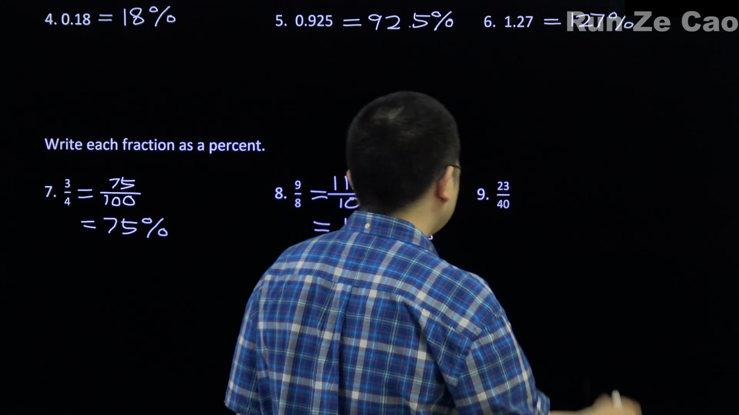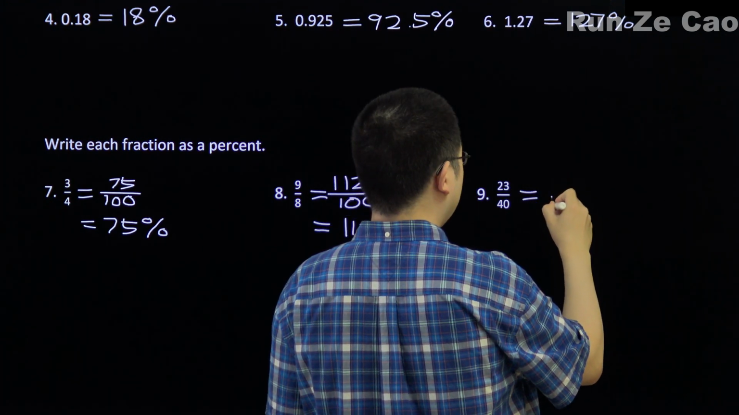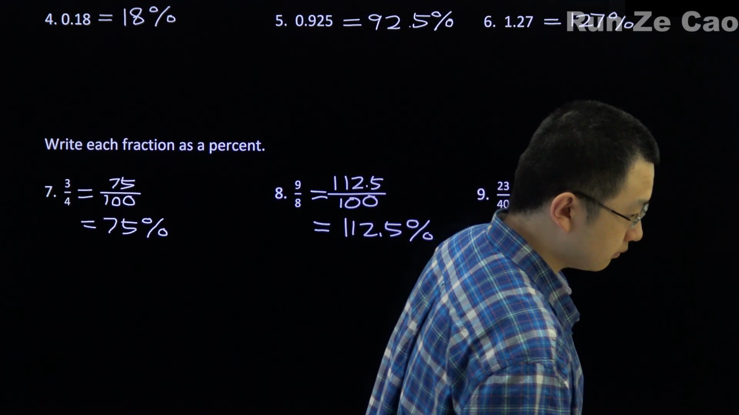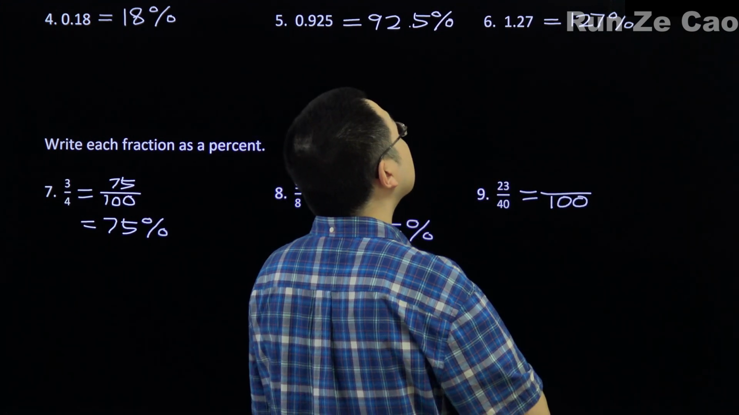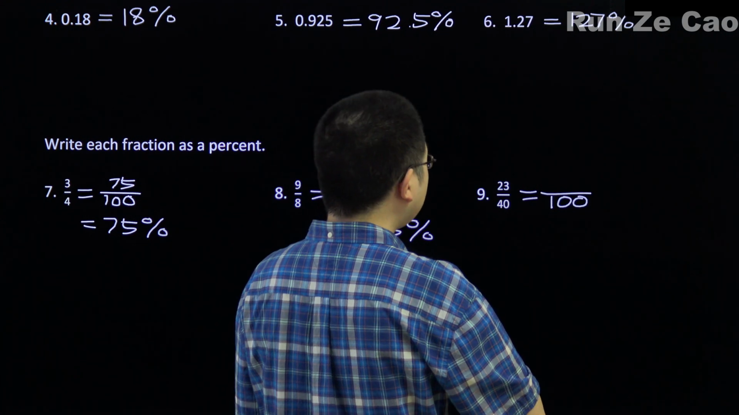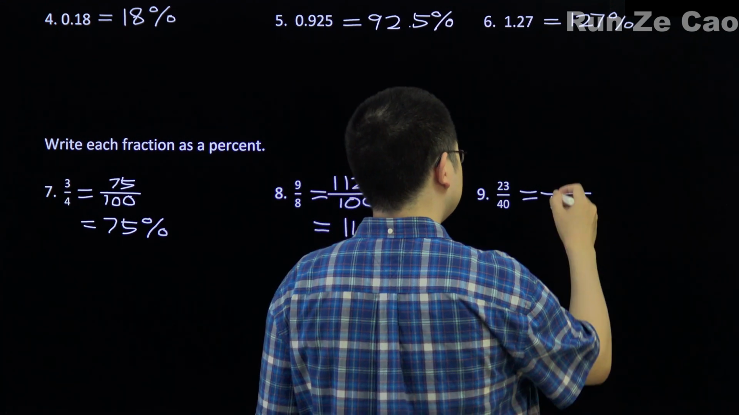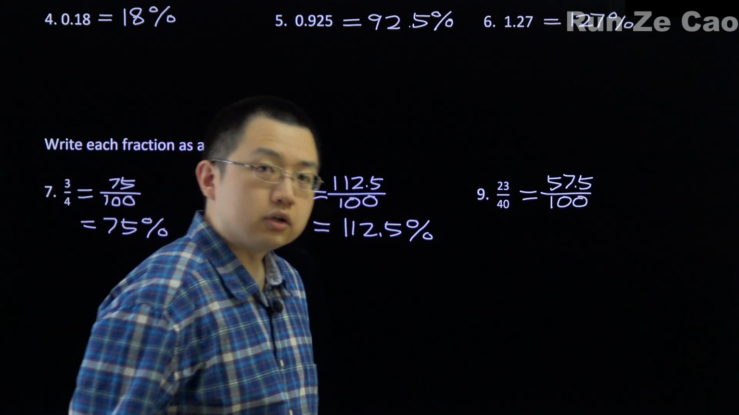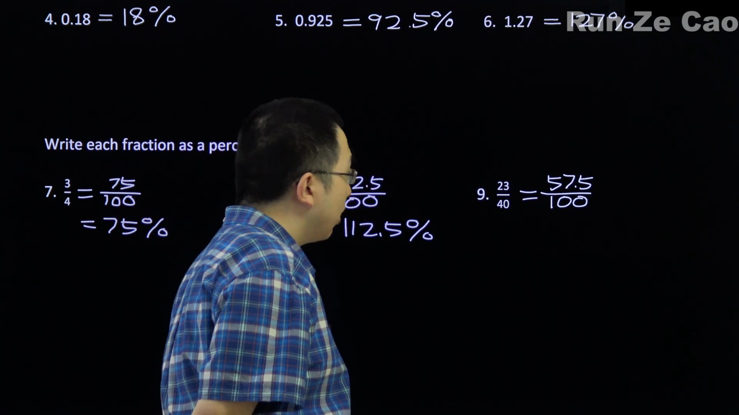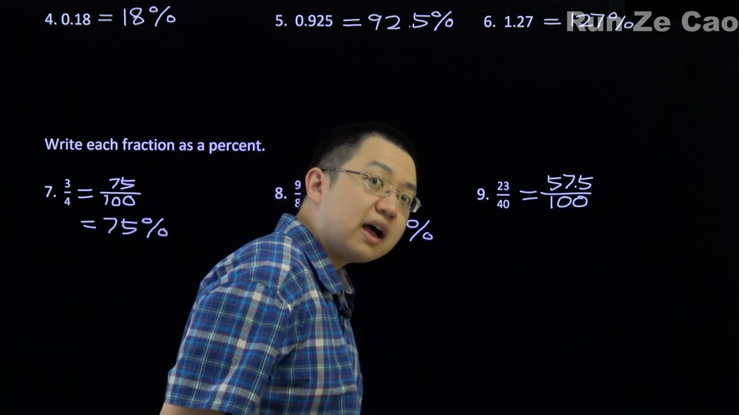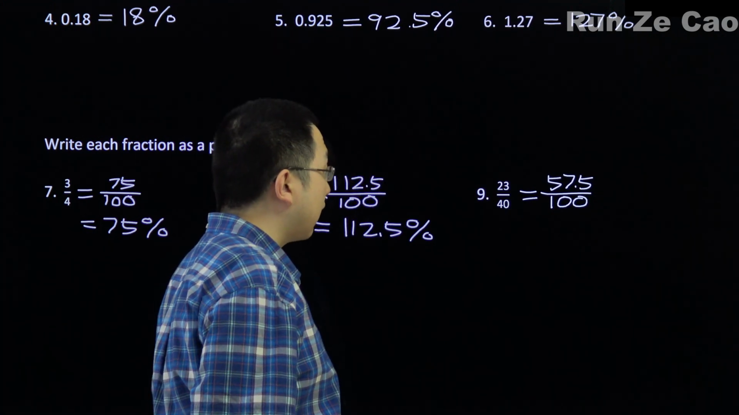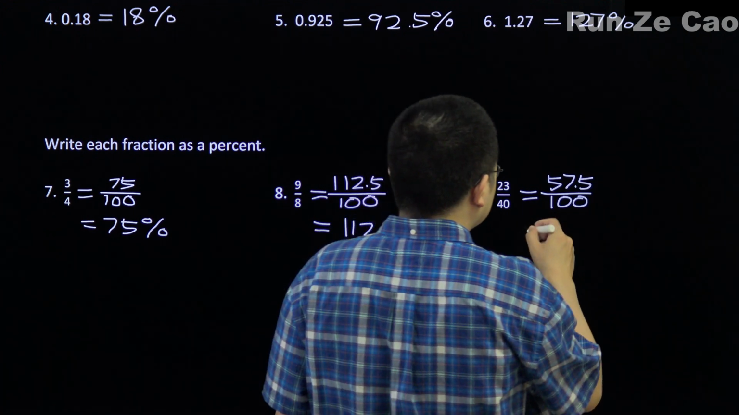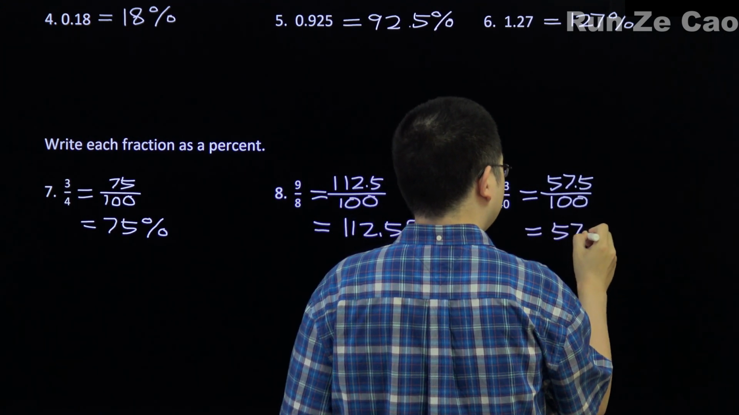So 23 over 40, well, 40 times 2.5 is 100. So 23 times 2.5 would give us, well, okay, 23, you go to 46, that's the times 2 part, and then you got 11.5. So 57.5. Alternatively, you could have broken it up into the 20 and the 3, which would have been faster. 20 times 2.5 is 50. Okay, 3 times 2.5 is 7.5. Done. So, this is 57.5%.